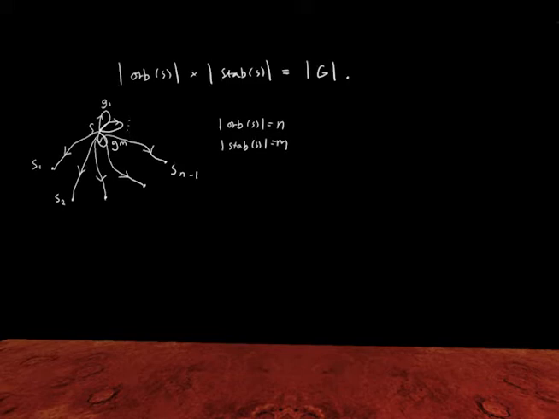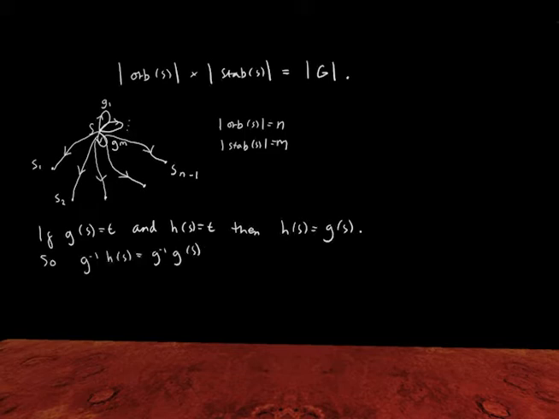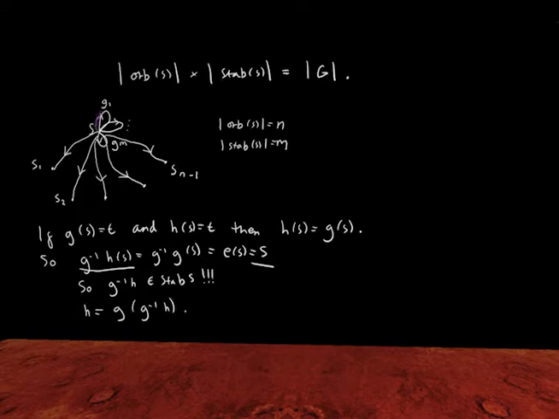If g takes s to t, and h also takes s to t, then g of s equals h of s, so g inverse h of s equals s. So g inverse times h is in the stabilizer, meaning that h can be written as g times g inverse h, that is, a move in the stabilizer followed by g.